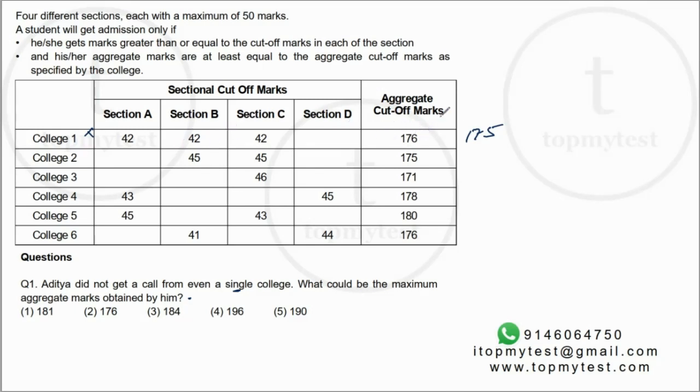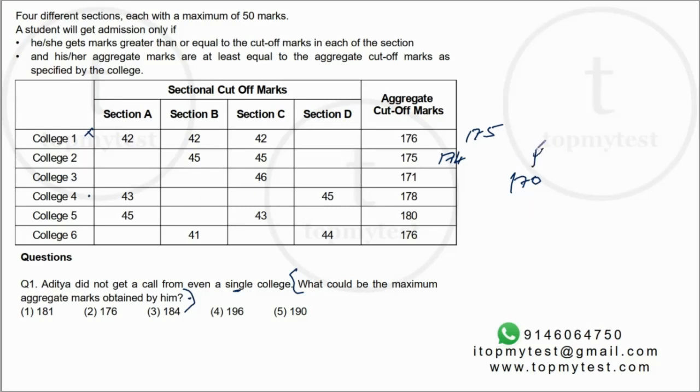Similarly, if you score a 174, you will not get a call from college 1 or college 2, or from college 4 or college 5 or college 6. If you score 170 or lesser, you are not going to get a call from any of the colleges because you are not clearing the aggregate cutoff at all. But the question does not ask you that. The question asks, he did not get a call from any of the colleges. What could be the maximum possible score that can be obtained by him?